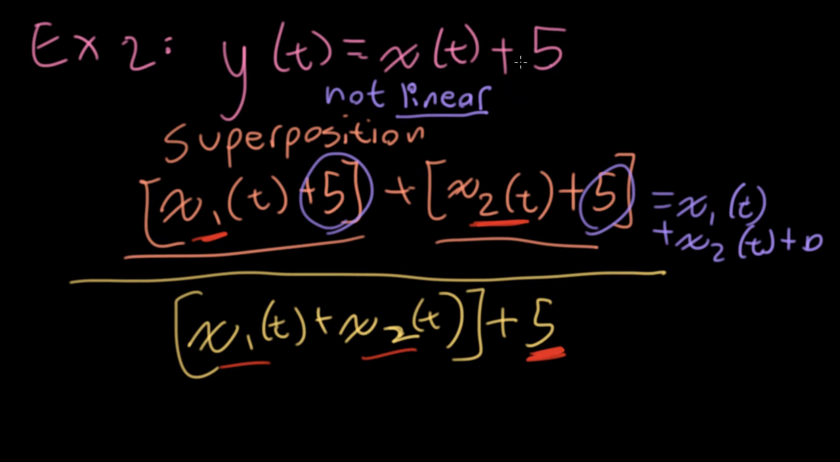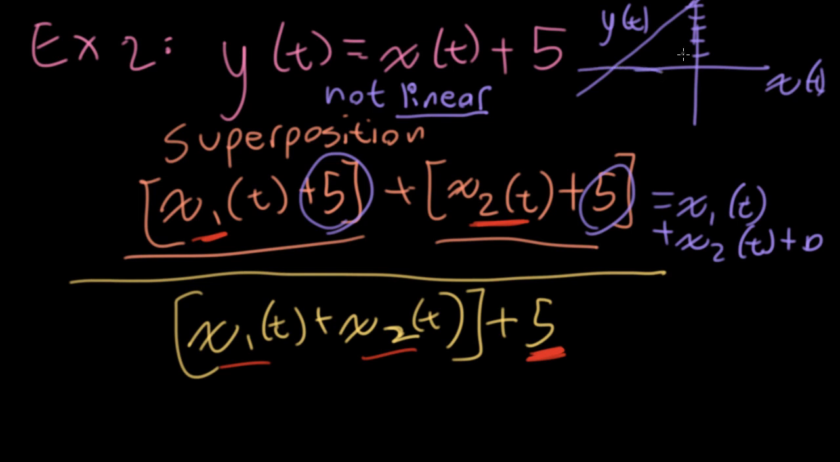What makes this confusing is if you look at this, you think, well, this looks like a line. If we draw x of t and y of t like this, it looks like it's got a y-intercept of 5. Anyway, hopefully you get the idea. It looks like a thing that is linear in the sense that there's a line here. But it's not linear in the sense of the system property.